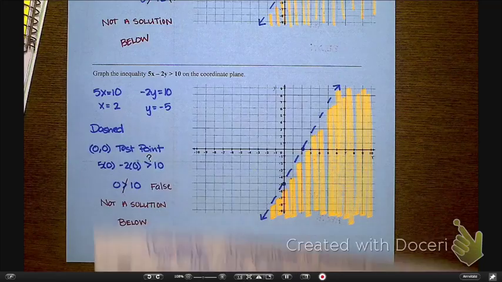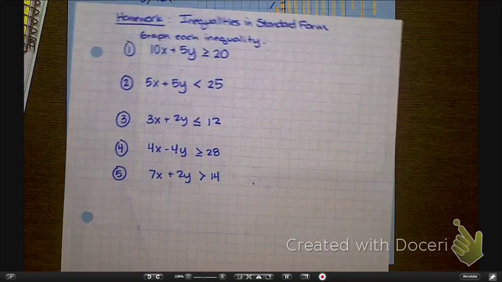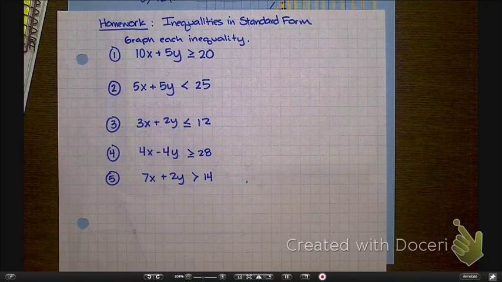Okay, here are the homework problems that you guys need to do tonight. So please copy those down onto your page.